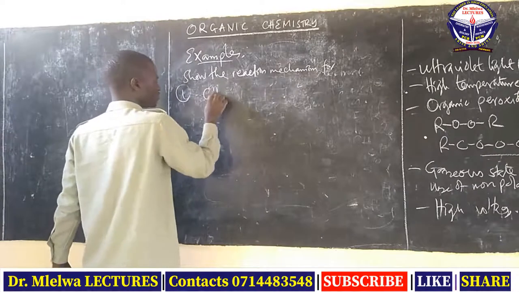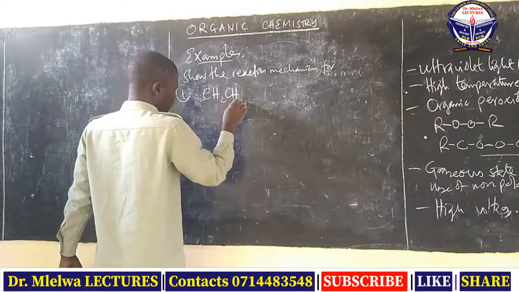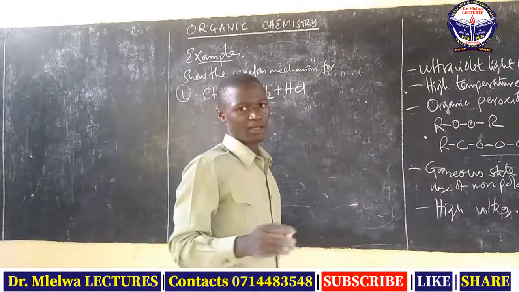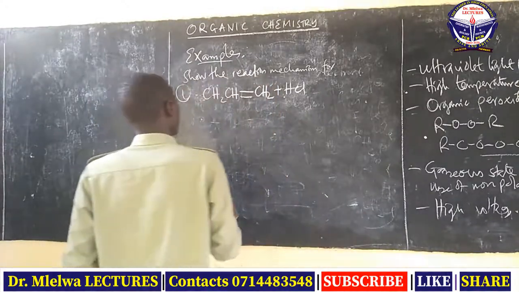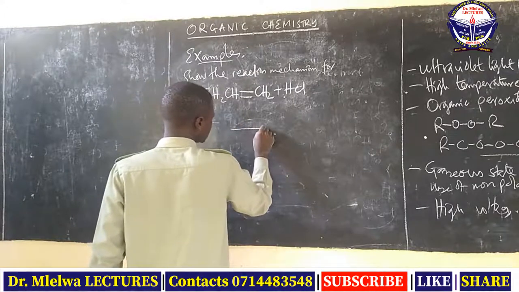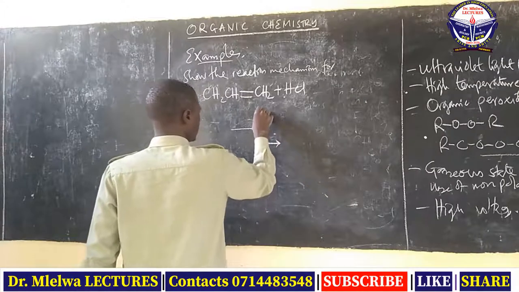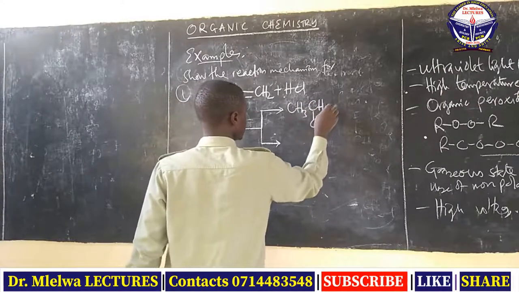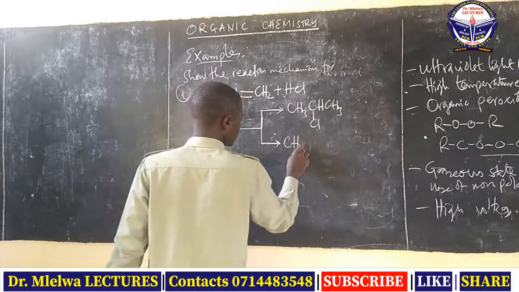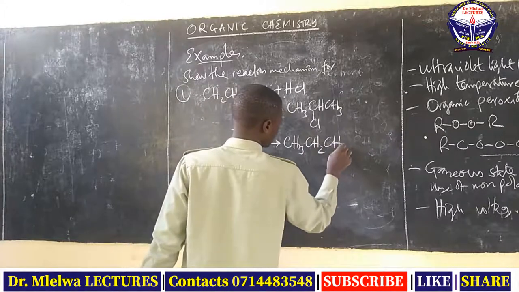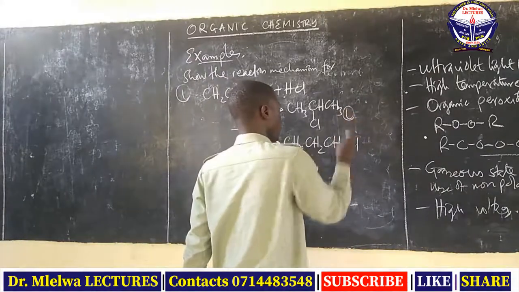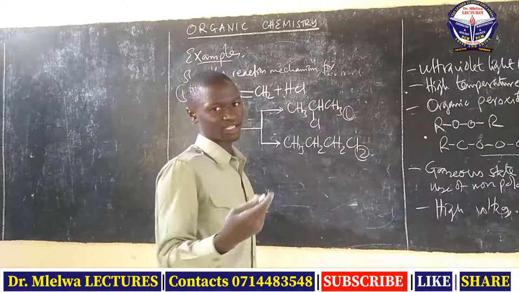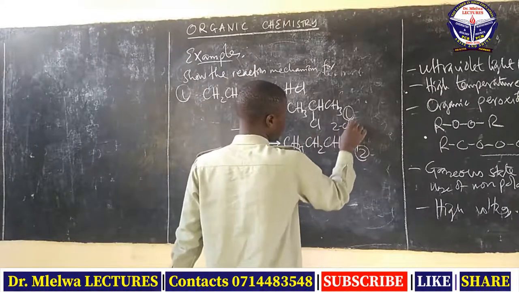Roman 1: CH2, then CH, double bond CH2, plus hydrogen chloride. But here there are two products. We can say that the reaction has two products. We may have CH3, then CH, chlorine, CH3. And we may have CH3, CH2, then CH2, chlorine. Let's call this one product number one, and this one product number two. If we start counting from left to right, by nomenclature, this one will be 2-chloropropane.